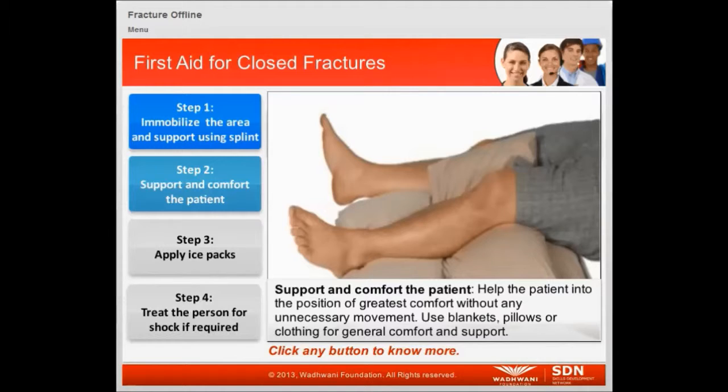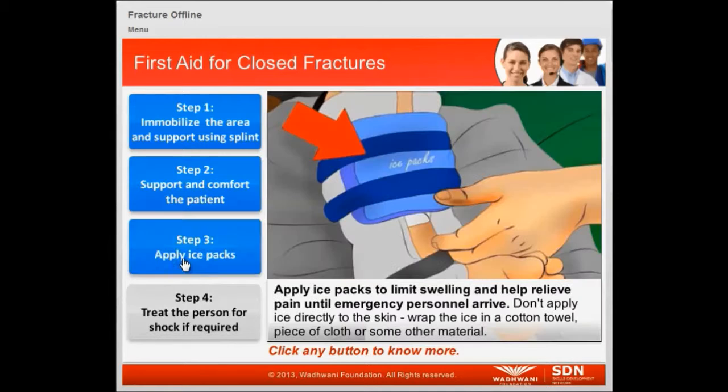Step 2. Support and comfort the patient. Help the patient into the position of greatest comfort without any unnecessary movement. Use blankets, pillows, or clothing for general comfort and support.